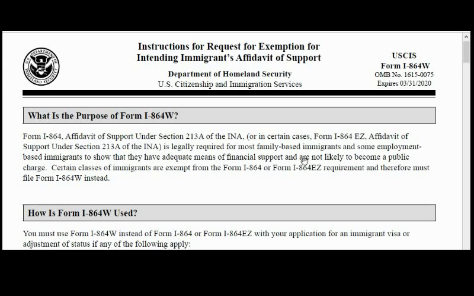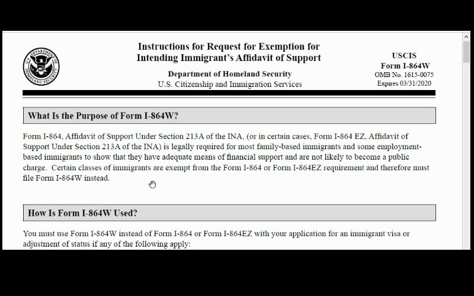Okay. So the purpose of I-864W over here, it says form I-864 affidavit of support under section 213A, in certain cases form I-864EZ, affidavit of support is legally required for most family-based immigrants and some employment-based immigrants to show that they have adequate means of financial support and are not likely to become a public charge.